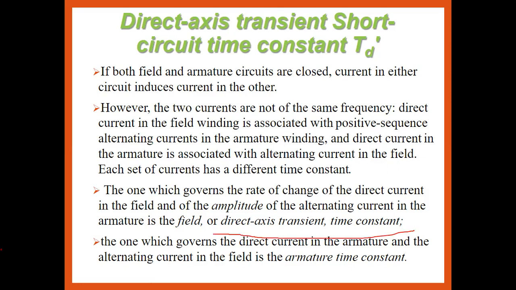Means the one which governs the rate of change of the direct current in the field, which is associated with the AC in the armature circuit. The one which governs the direct current in the armature is associated with the armature time constant, or it is also called the field one. Means the rate of change of direct current in the field is associated with the field time constant, and the rate of change of the armature current is associated with the armature time constant.